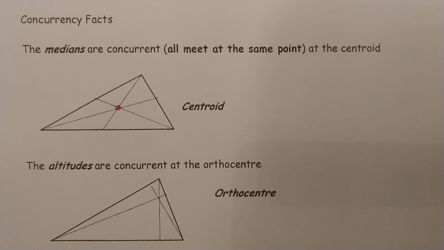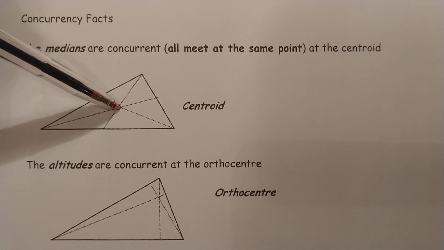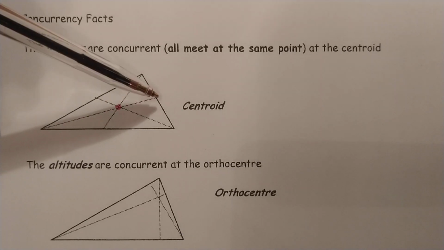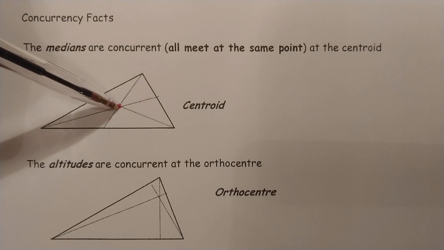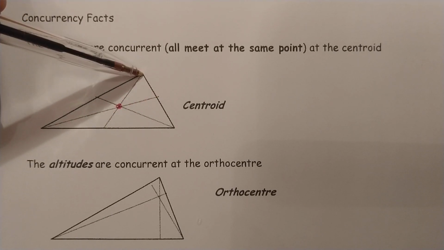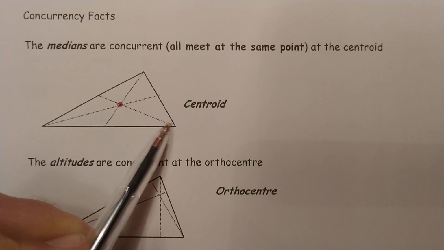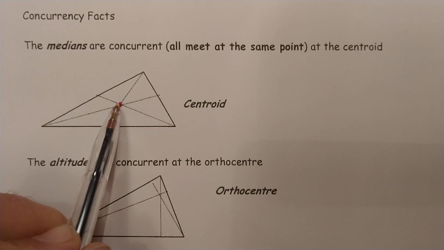Again, interestingly, the way these things are made, this point where the medians all intersect always divides each line into three. This is 1/3 of the way along this median. It's also 1/3 of the way up this median, and 1/3 of the way from this one. 1/3 from the side, 2/3 from the opposite vertex.